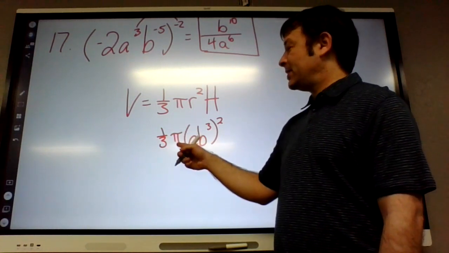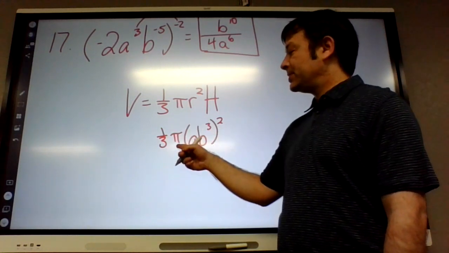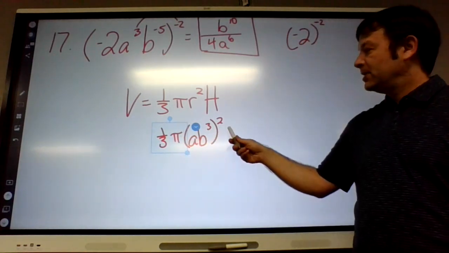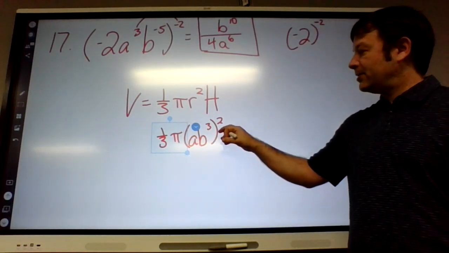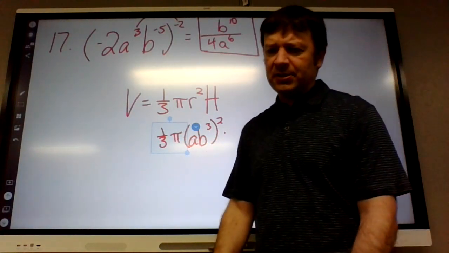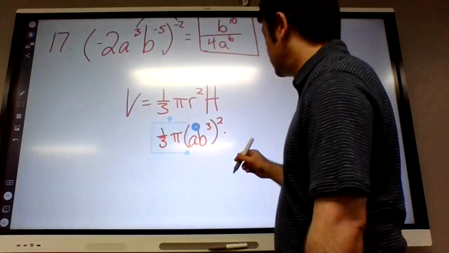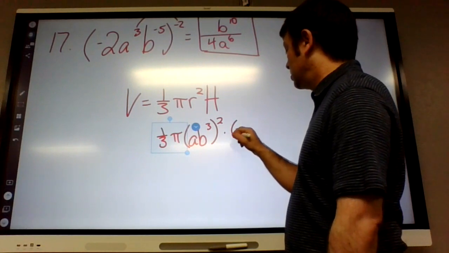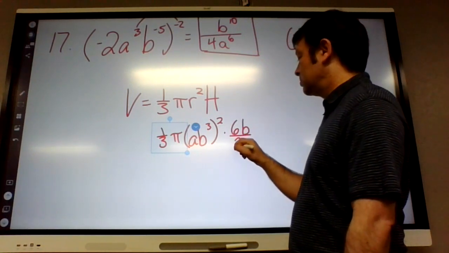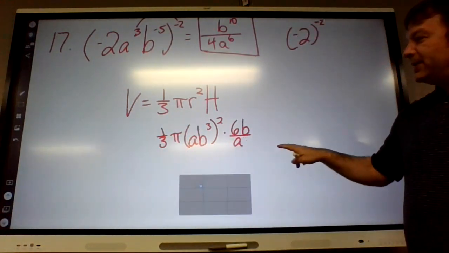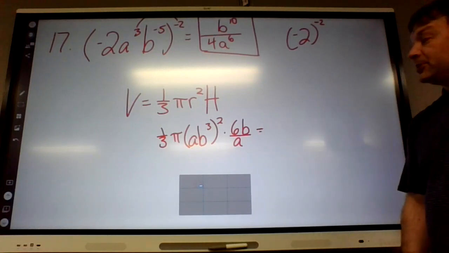Pi is a constant. That value is not going to change. That just stays the same. They're probably going to tell us the height also, though. So what is the height? 6b over a. 6b over a. And they just want you to clean this up a little bit.